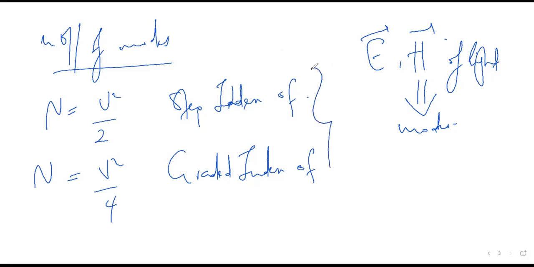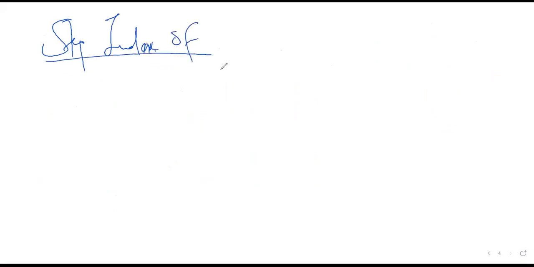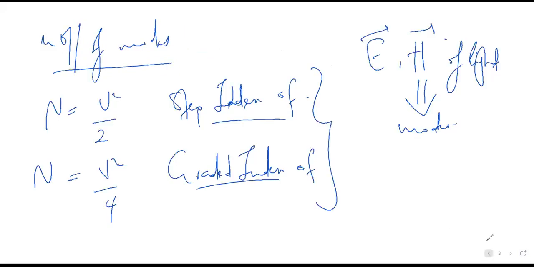If you have a step index optical fiber, let us start by asking: what is a step index optical fiber? Someone give me a definition before I explain the number of modes in a given optical fiber. Let us define those two: step index optical fiber and graded index optical fiber. Anyone to respond? What are those two?